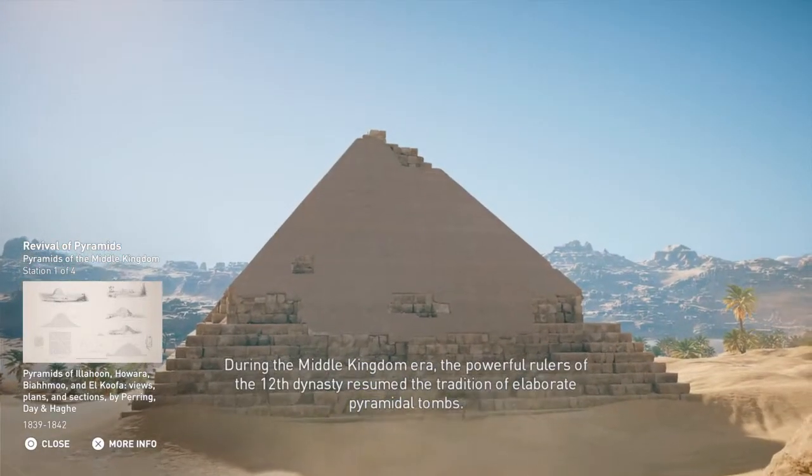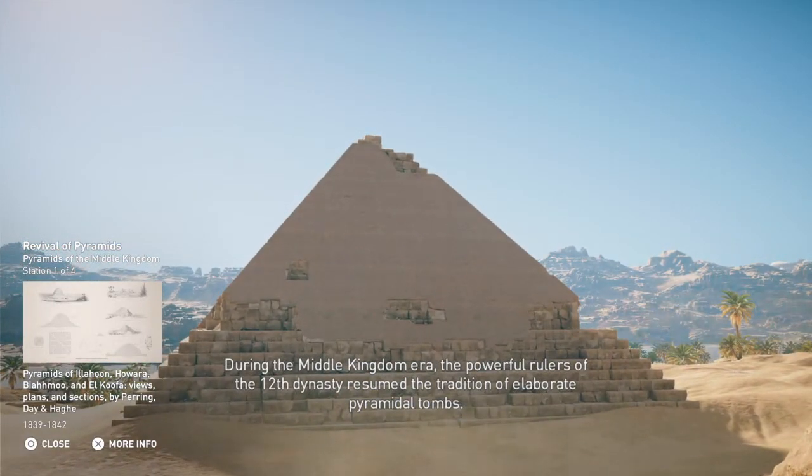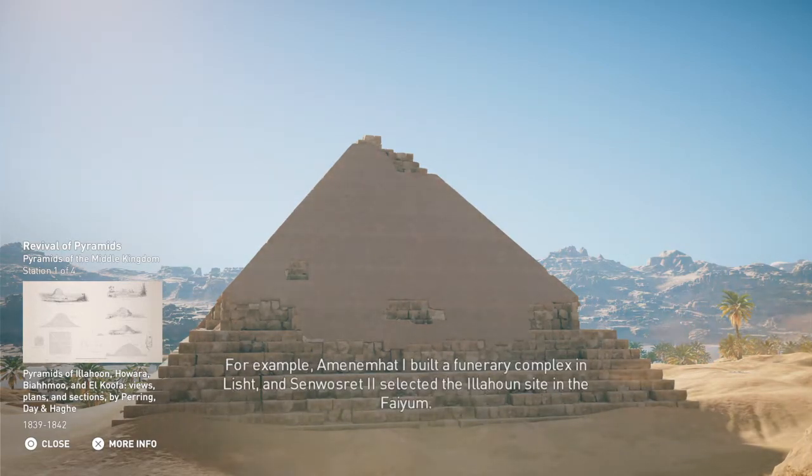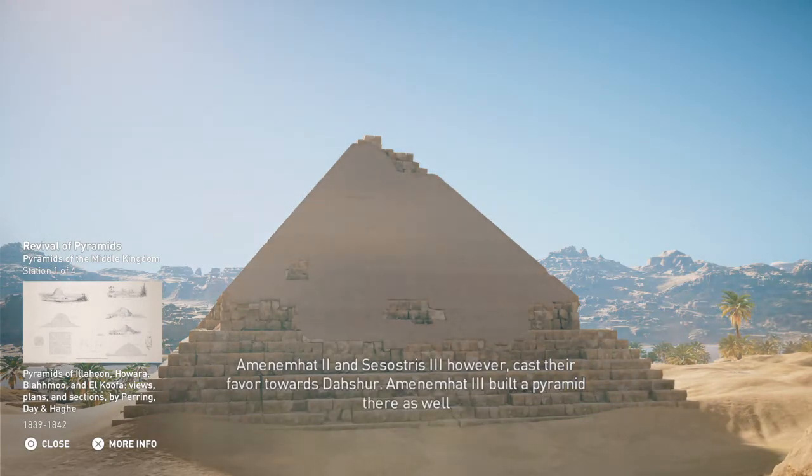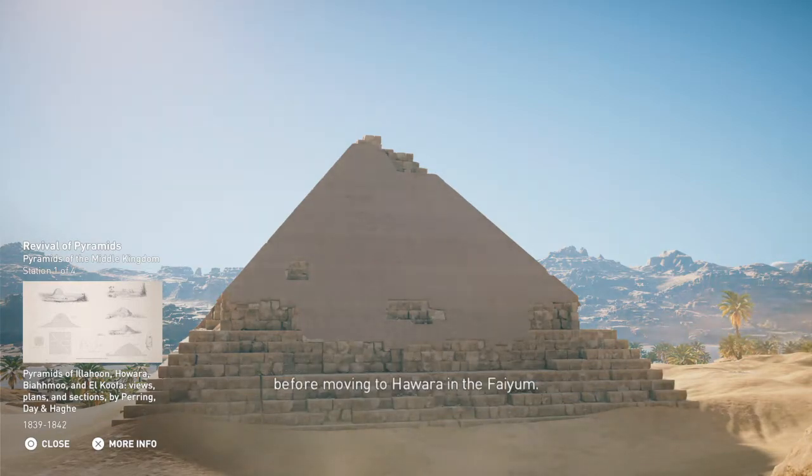During the Middle Kingdom era, the powerful rulers of the 12th dynasty resumed the tradition of elaborate pyramidal tombs. For example, Amenemhat I built a funerary complex in Lisht, and Senusret II selected the Elahun site in the Fayum. Amenemhat II and Sesostris III, however, cast their favor towards Dahshur. Amenemhat III built a pyramid there as well before moving to Hawara in the Fayum.